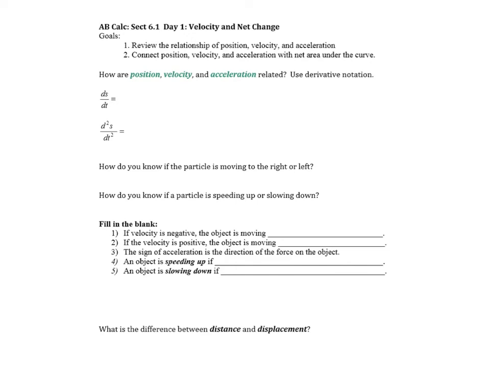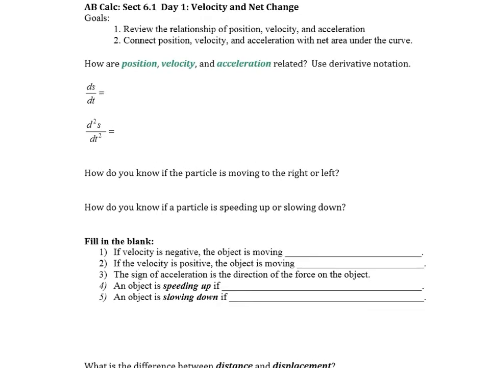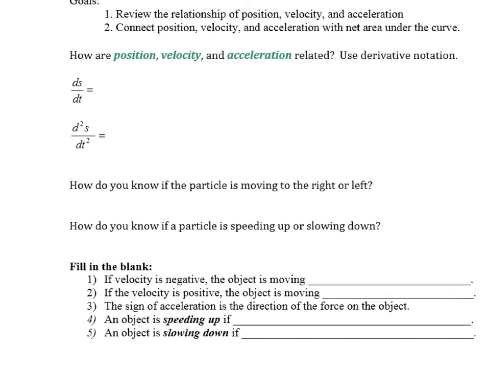6.1, day number 1, velocity and net change. We're going to review position, velocity, acceleration, and connect them with net area under the curve. So position, velocity, acceleration are related in this way.